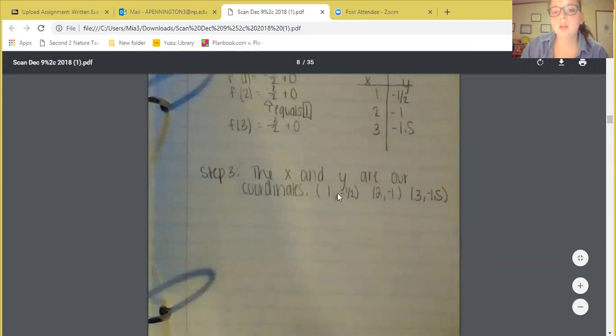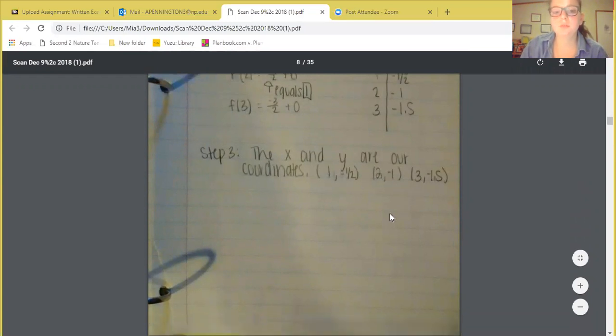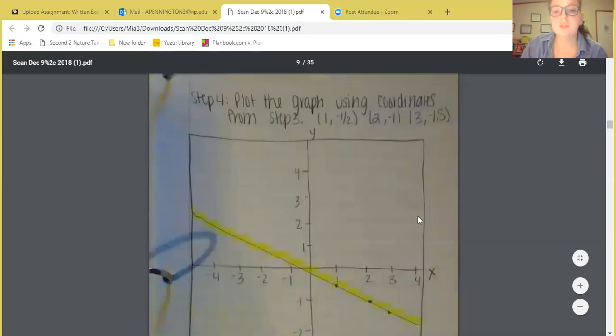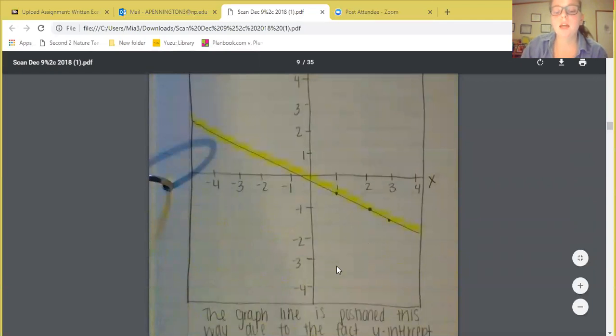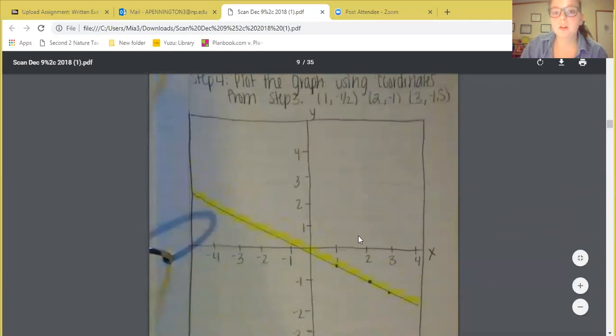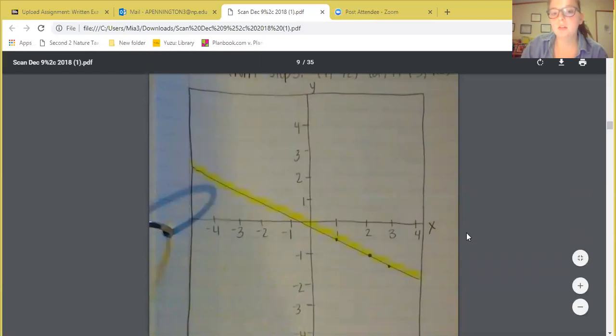So 1 for the x and negative 1/2. We get 2 and negative 1 and 3 and negative 1.5. So what that does, that actually flips it over the x-axis because we have negative and a positive. Because our positive numbers are our x's, so it's going to remain on this line, and our y's are negative, so that's what makes it in that quadrant area.